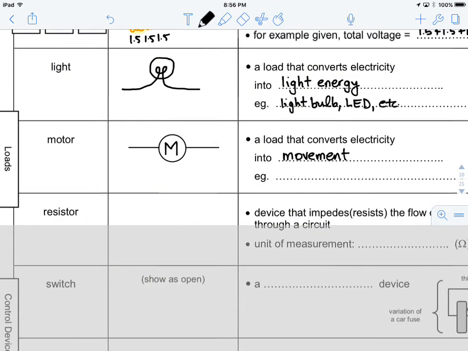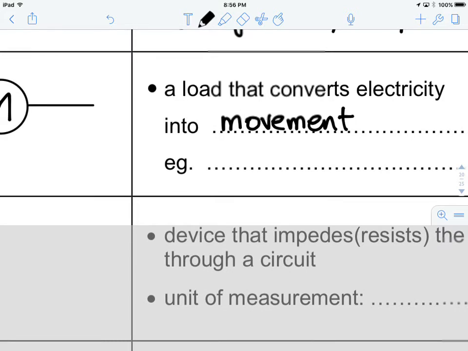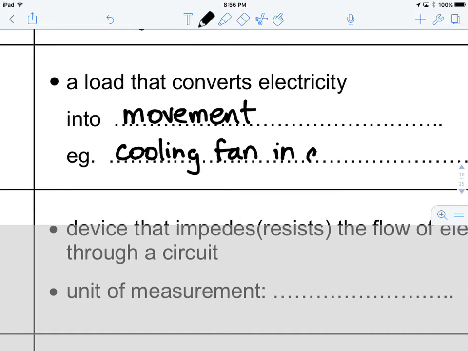Okay, and so an example of where we might see a motor would be in your computers. There are cooling fans, and those cooling fans, in order to make the fan move, would have a motor.